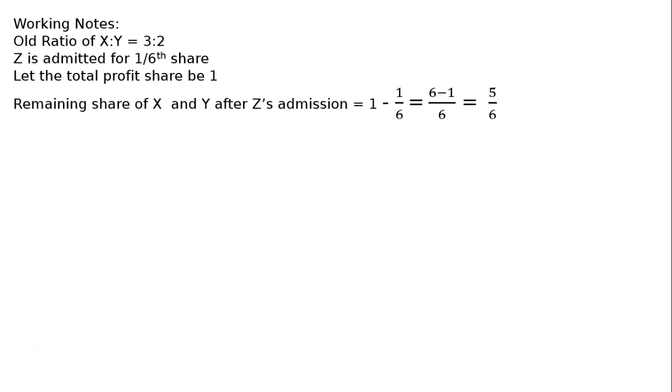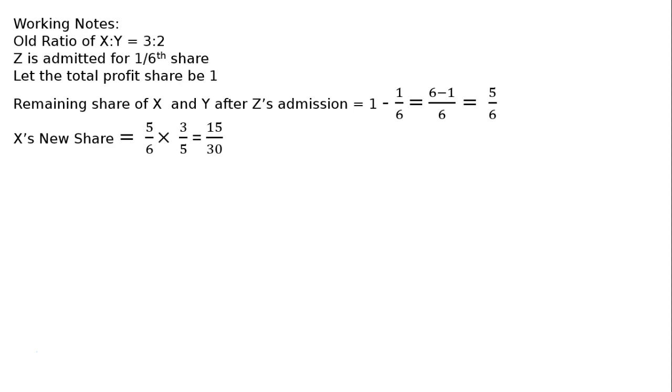Z is admitted for 1/6 share. Let the total profit share of the firm be 1. Remaining share of X and Y after Z's admission is equal to 1 minus 1/6. Z is taking 1/6 out of a total 1 share. Hence remaining is (6 minus 1) upon 6, which is equal to 5/6.